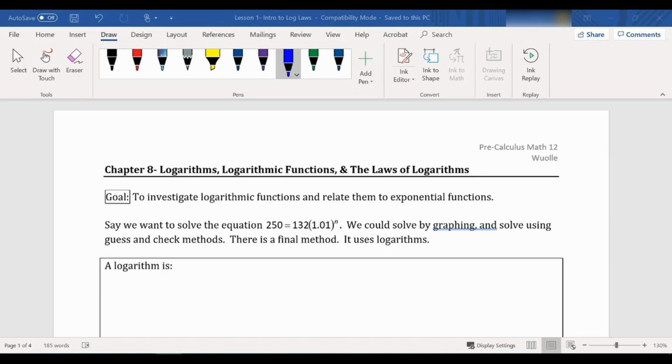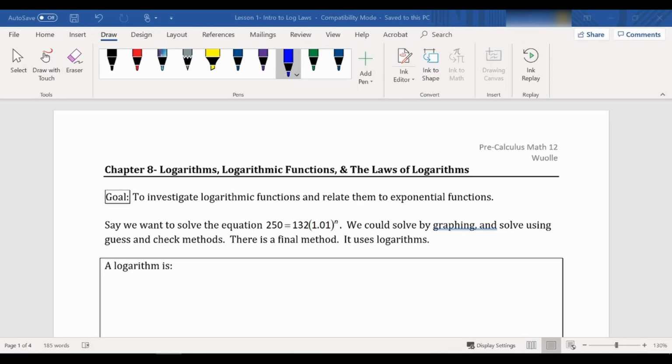So let's say we want to solve this equation here. 250 equals 132 times 1.01 to the power of n. We saw things like this in our geometric sequences and series chapter, and our only way to solve this was guess and check. We would have divided both sides by 132, and then we would have just started plugging numbers in for n until we got something that worked.